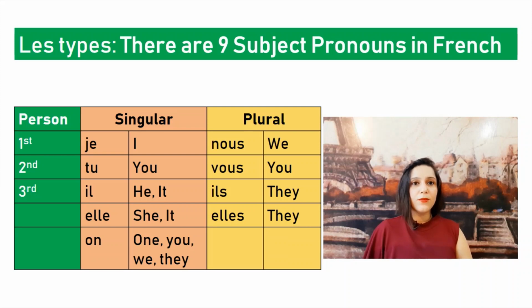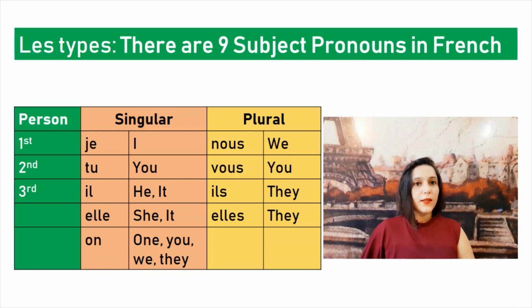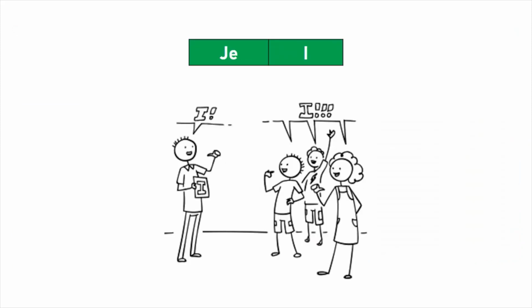Then we have nous, c'est moi et d'autres personnes. Vous, c'est toi et d'autres personnes. Ils, c'est eux. And elles, c'est elles. Now we will learn all these subject pronouns in detail.